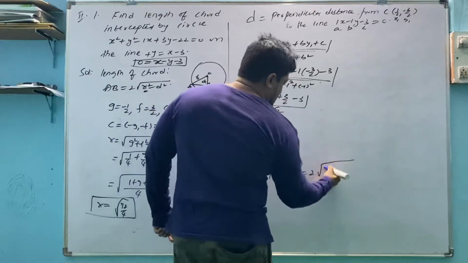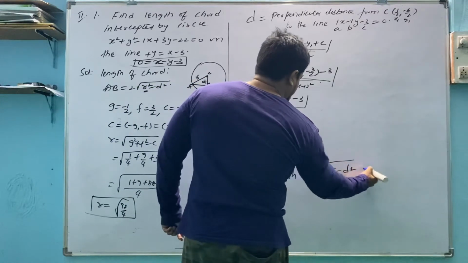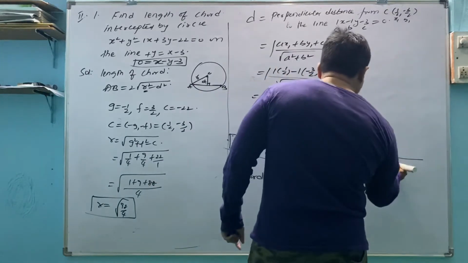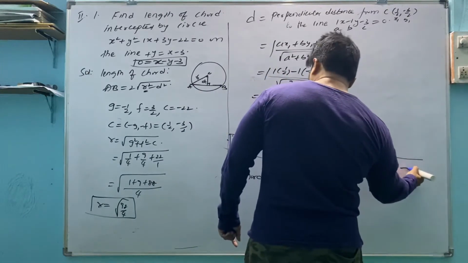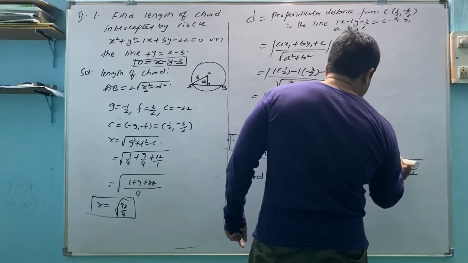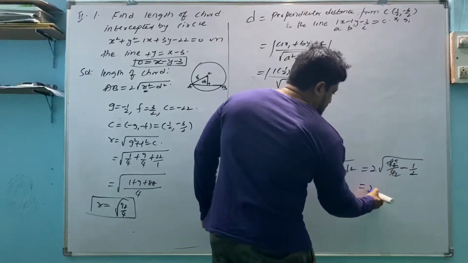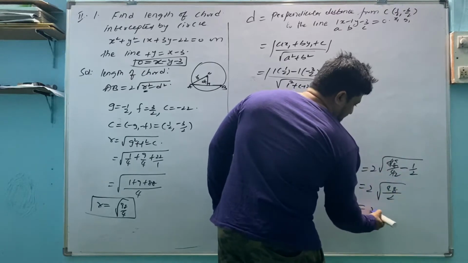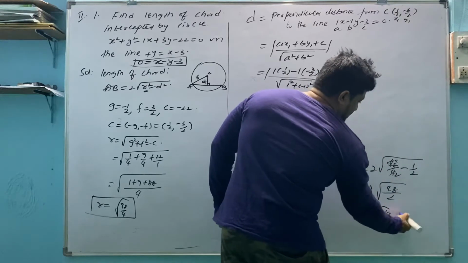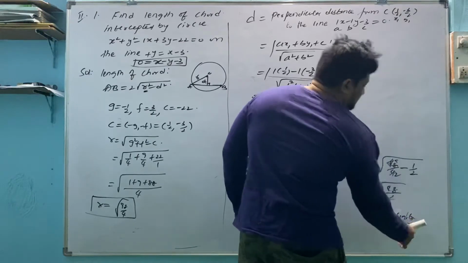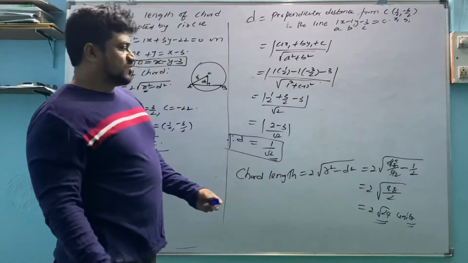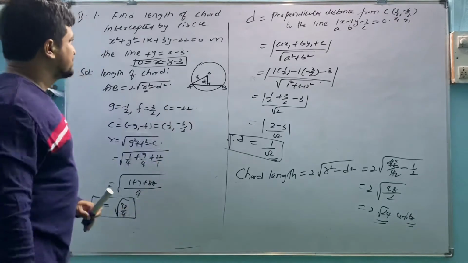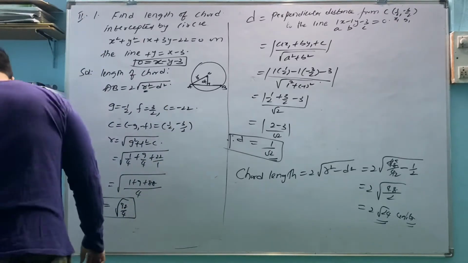2 root of r square minus d square, which is r square, 98 by 4, minus d square, 1 by 2. So this is 2 root over, 2 LCM, 49 minus 1 is 48. So we will get 2 root 24 units, because it is considered to be the length. The units are not given, so you can write units for this. So this is the length of chord problem.